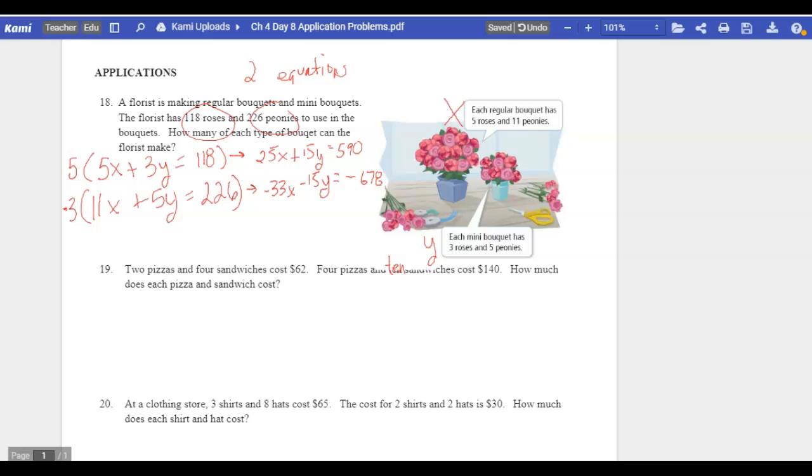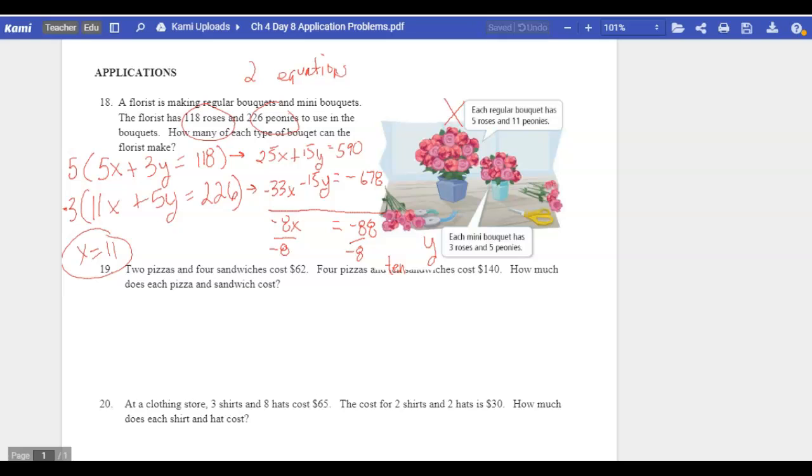So when we multiply this out, 5 across the top row, we multiply everything by 5. You have 25x plus 15y equals 590. We multiply the bottom row by -3. You have -33x minus 15y equals -678. So the y's are going to cancel. That's going to give me -8x. And over here, I have 590 and 678. And that's going to equal -88. So I divide by -8. And that gives me x equals 11.